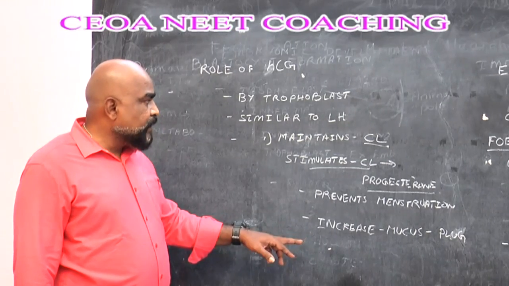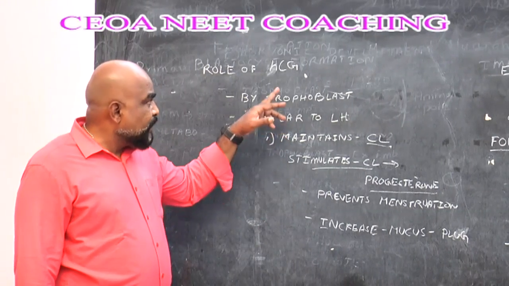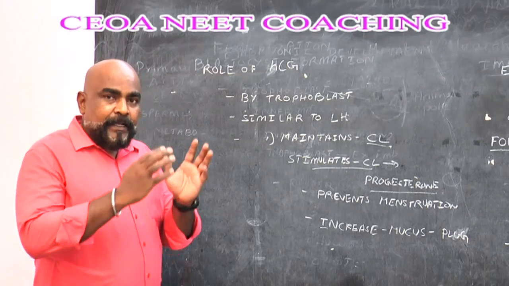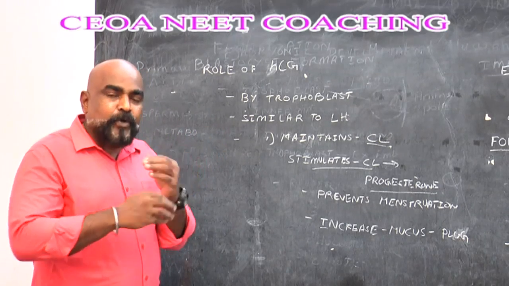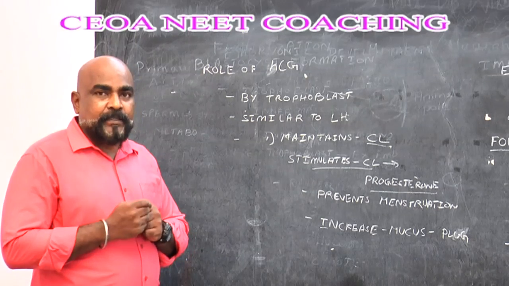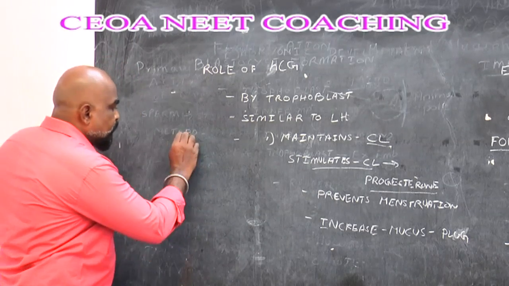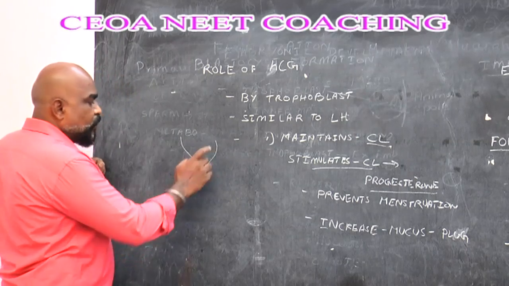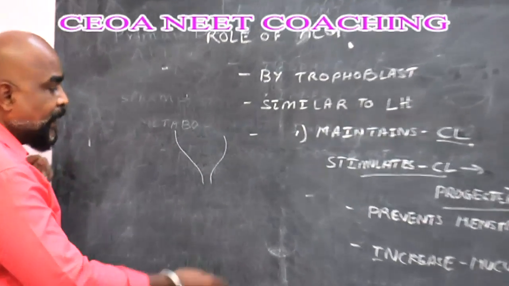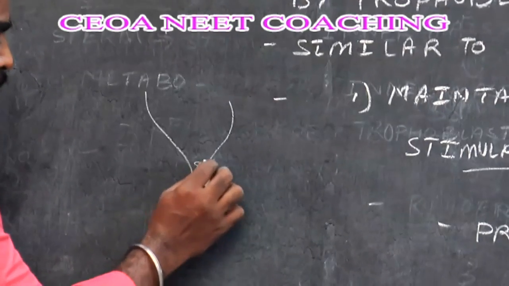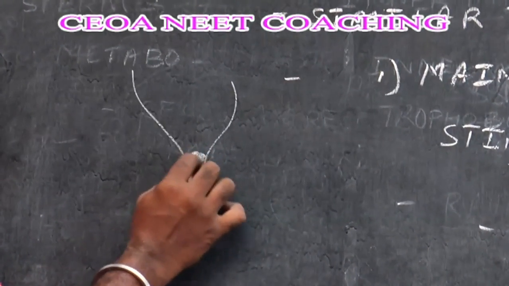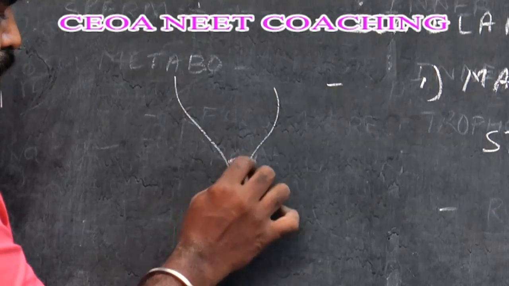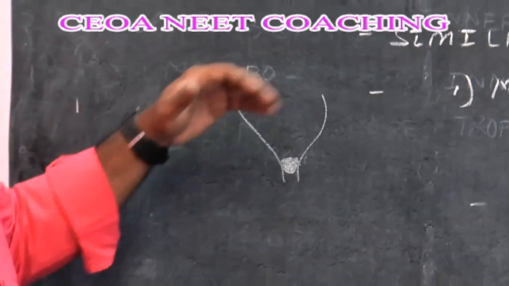Apart from this, HCG makes the cervix of the uterus produce more mucus. Cervix means neck. If this is the uterus and here is the cervix, the extra mucus gets accumulated and forms a plug-like structure which protects the embryo.